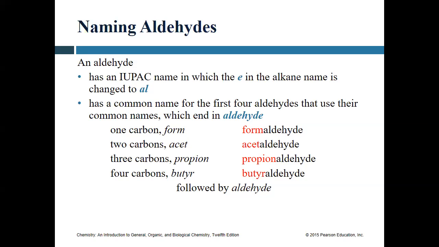Unfortunately for us, the common naming system uses a completely new set of prefixes, unlike any of the ones we've seen thus far. Now, there are some similarities, but not that many. So instead of mono or meth, like what we've seen for one, we get form. So the one carbon aldehyde is formaldehyde. You've probably heard of it.